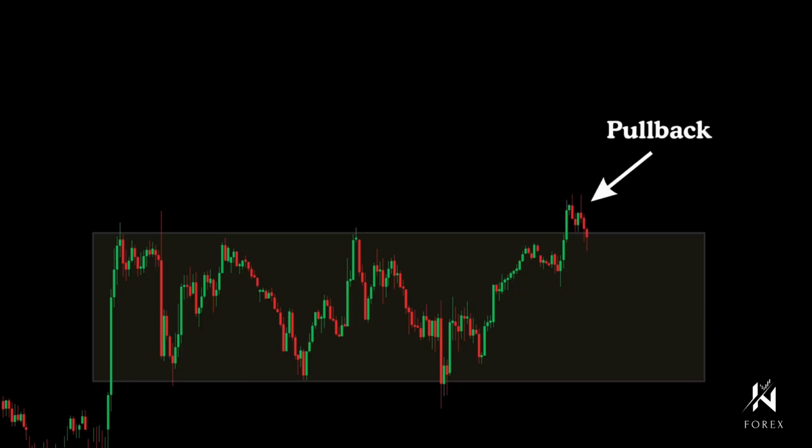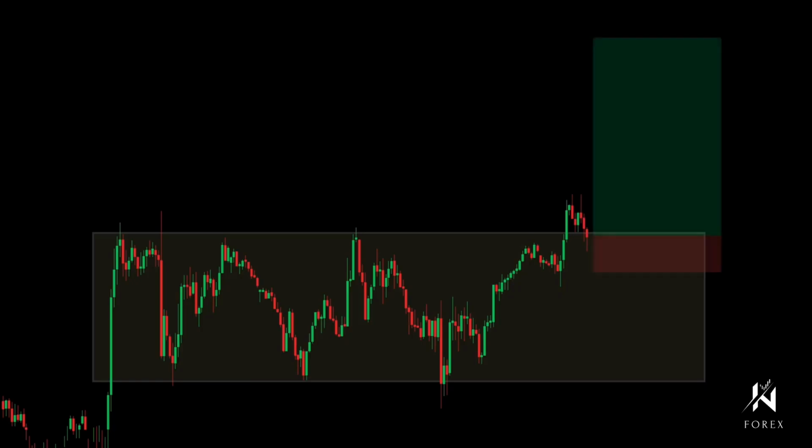Why should you wait for the retest? Entering right after the breakout is risky since early buyers often close positions, causing a retracement. The safest entry comes after price revisits and rejects the broken level. This retest confirms that the breakout is valid and raises your chance of a winning trade.